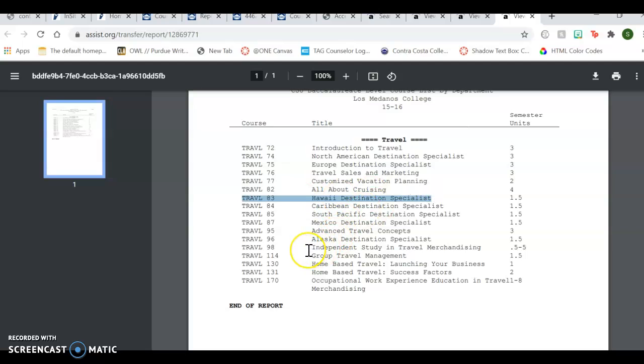But again, you always want to make sure that you're looking at the exact course number. Don't just take a student's word for it, because if there were multiple Hawaii courses, maybe it's only this one that is transferable, and maybe I took a different one. So you just always want to compare the transcript to the exact report on Assist. So that's one helpful tool for you.